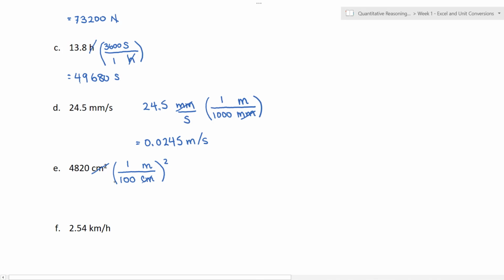So when I type this on my calculator this time, I need to type it out as 4,820 times 1 squared, which is still 1, so that doesn't change anything, divided by 100 squared. So that squared on the bottom is really important. A lot of people forget to type it in. So I have to remember that, and I get 0.482, and my units are now meters squared.